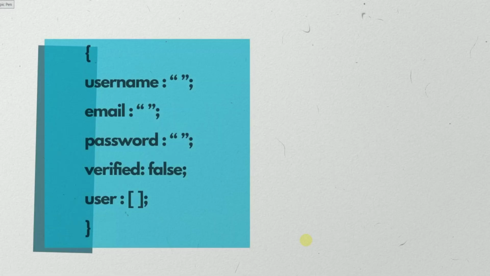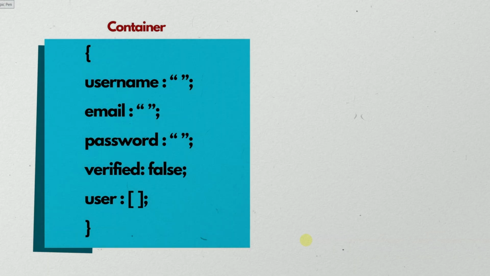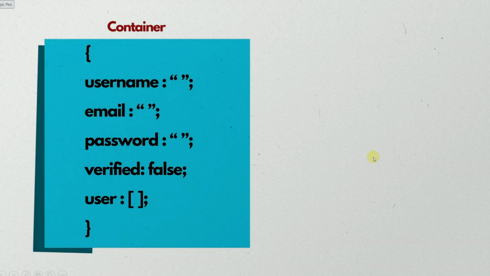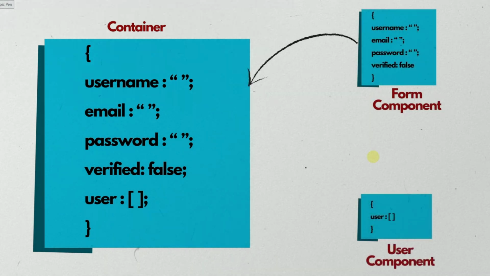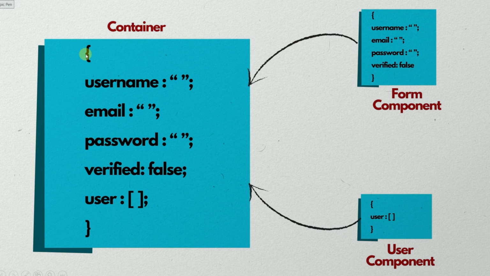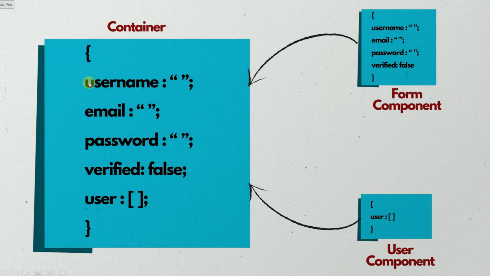Now instead of doing all this, we can create a separate container inside which we are going to pass the entire application state, that is, the state from the form component and the state from the user component. And this is how our state will be represented. We have the complete state from the form component and the complete state from the user component. So this container will be holding the entire application state.